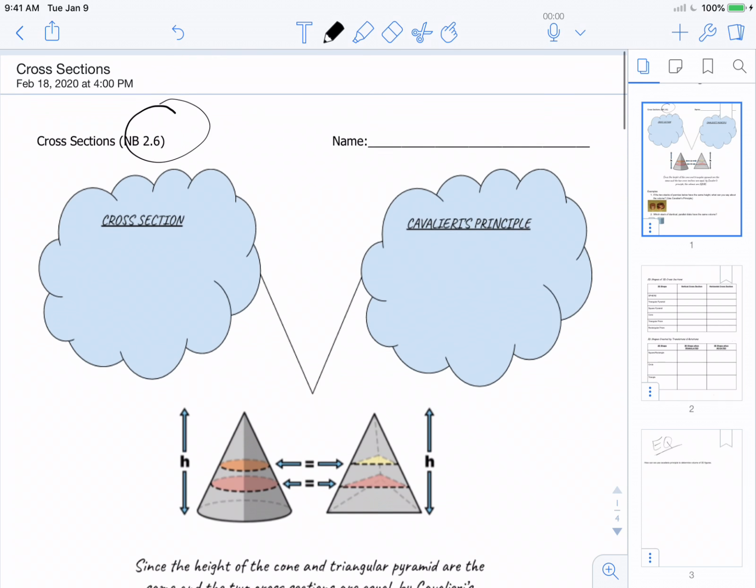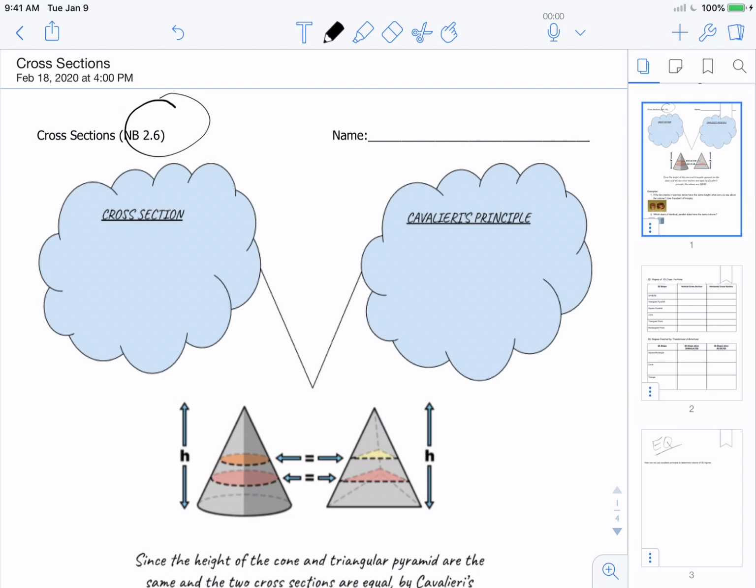So first thing, at the top of your page, you should see this goes in your notebook. Mine is correct, 2.6. You need to change yours from 2.5, change that 5 to a 6 so it goes in the correct spot in your notebook.